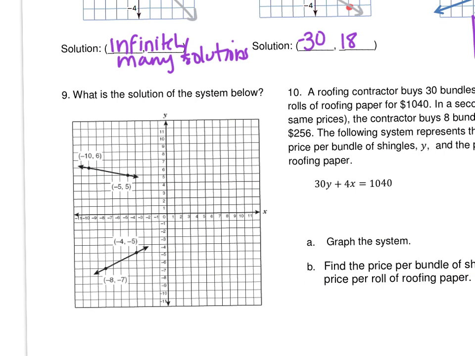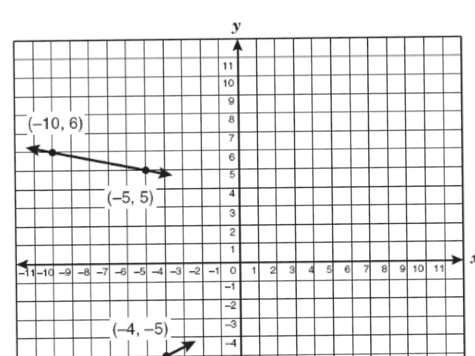So for 9, it says, what is the solution to the system below? So I need to figure out where these two lines intersect. Well, in order to figure that out, I need to continue my lines. So I'm just going to easily do that by finding my slope. You can also, and it might be easier for you, take something straight like a ruler and just trace off the line. I can't do that here, so I'm going to find my slope and continue that pattern. So the slope here is from this point to this point.